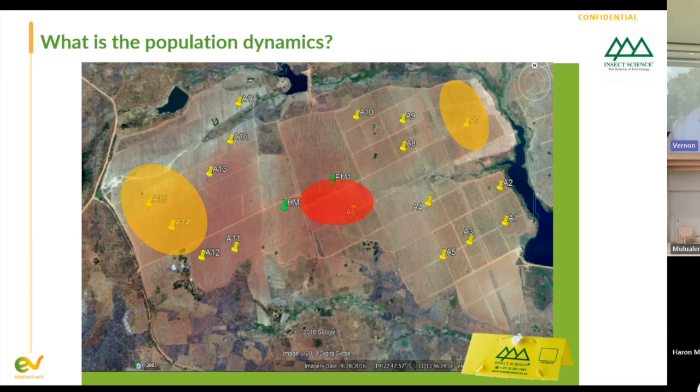That allowed us to change our strategy and start doing interventions early season at the bottom of this map, allowing for more effective control.